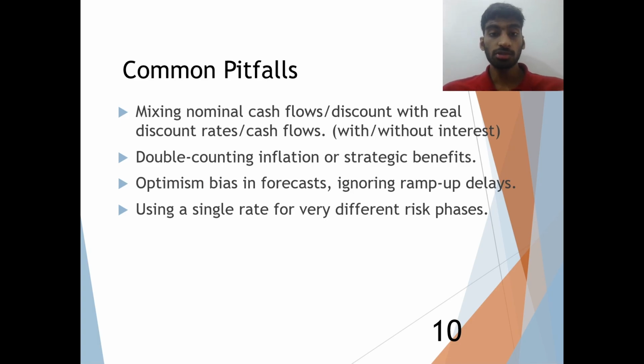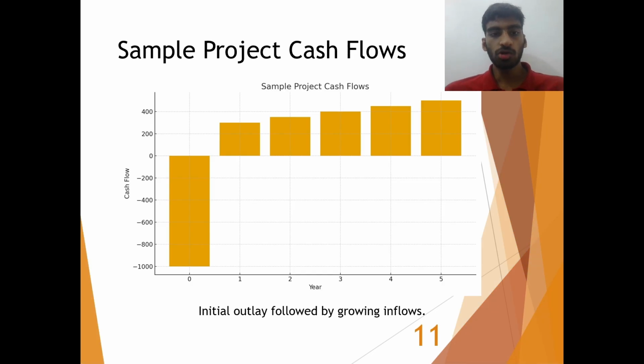Now, if you're going to be using NPV, there are some common pitfalls you should try to avoid. Things such as mixing the cash flows and discount rates with and without interest. Like in this diagram, you can see the initial cash flow being minus 1,000, and then it climbs back up each year due to the increase in time.